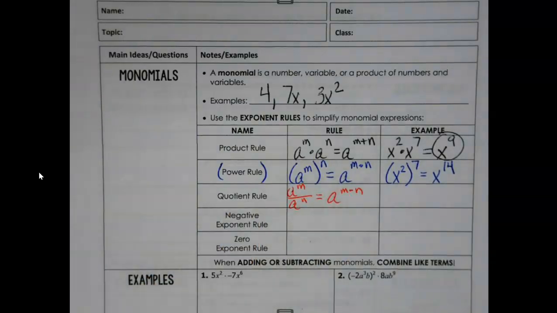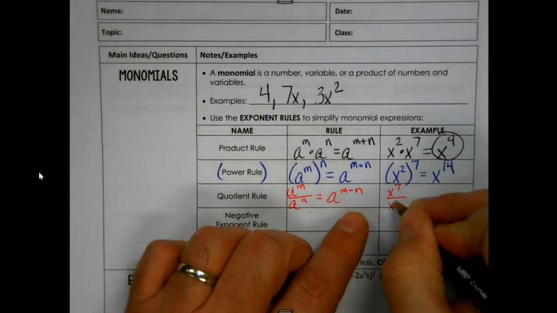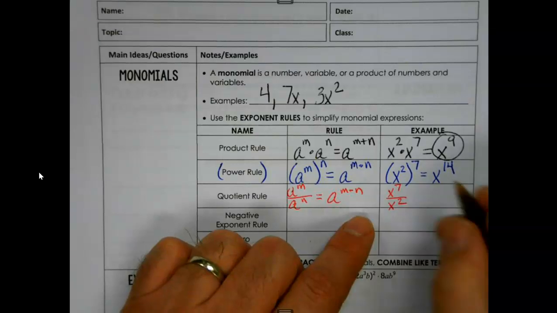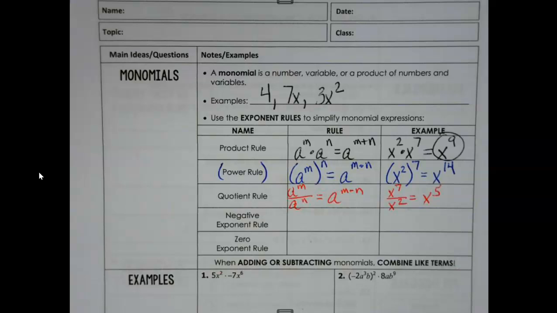Now, we talked before last semester about how it may not always be top minus bottom, numerator minus denominator. Sometimes we may do it the other way, depending on where the bigger number is, but we'll tackle that as we go. So if we had x to the 7th divided by x to the 2nd, we just subtract them and get our answer that way.